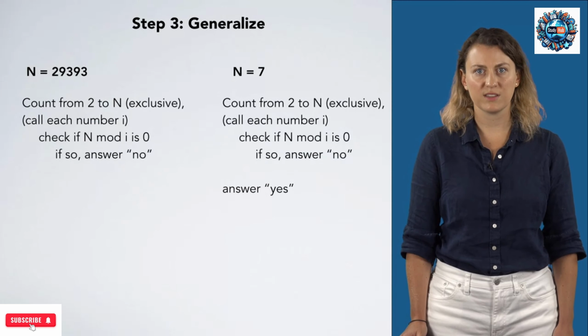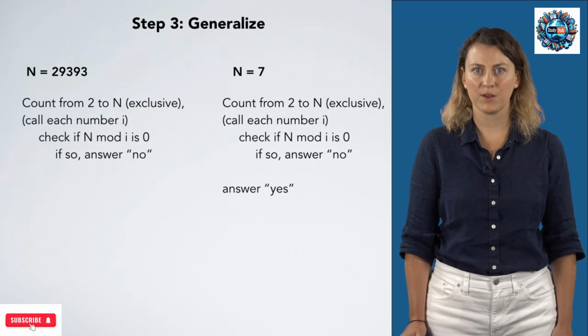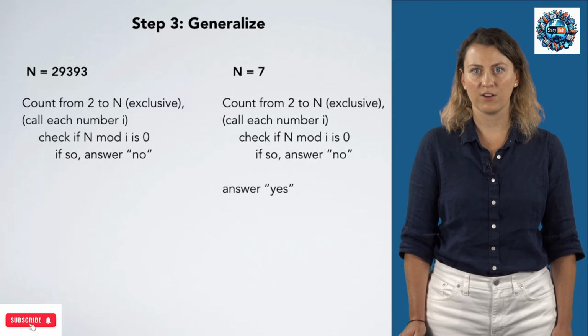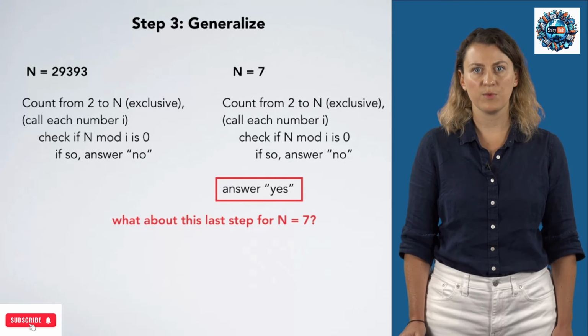Now we can express this as a repetition of the same step. Count from 2 to n and call each number that you count I. So I is 2, 3, 4, etc. Then we take the step we're repeating and express it in terms of I. Check if n mod I is 0. If so, answer no. On the n equals 7 side, we have the same counting repetition, except for one difference. After we did all this counting, we answered yes.